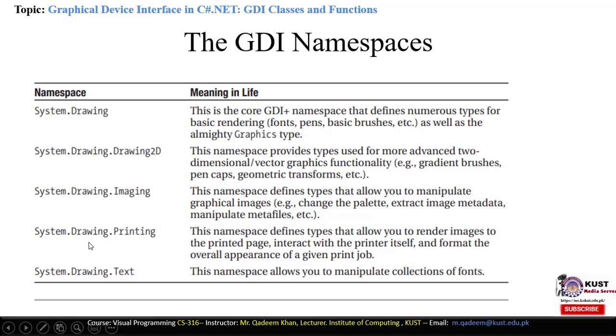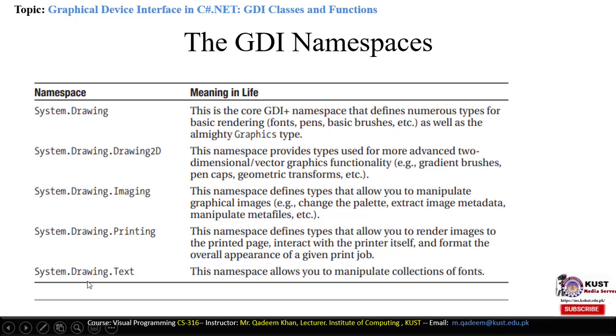Next important library is system.drawing.printing. This library performs the printing. It in fact prints the page that you want or prints the form that you require to print. So this is a very important library when you want to print the page of a website, or you want to interact with the printer itself, or you want to format the page or the jobs that are sent to the printer, then you will use the system.drawing.printing library.